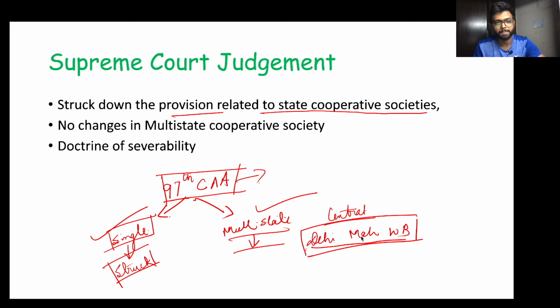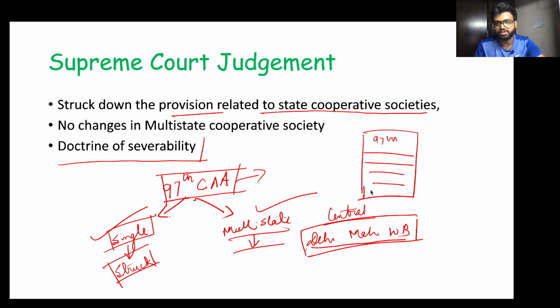So this is known as the doctrine of severability. Suppose this is a particular act, the 97th Constitutional Amendment Act. It has various provisions, but the few provisions which are related to the single state cooperatives have been struck down, but the whole Amendment Act has not been declared null and void.